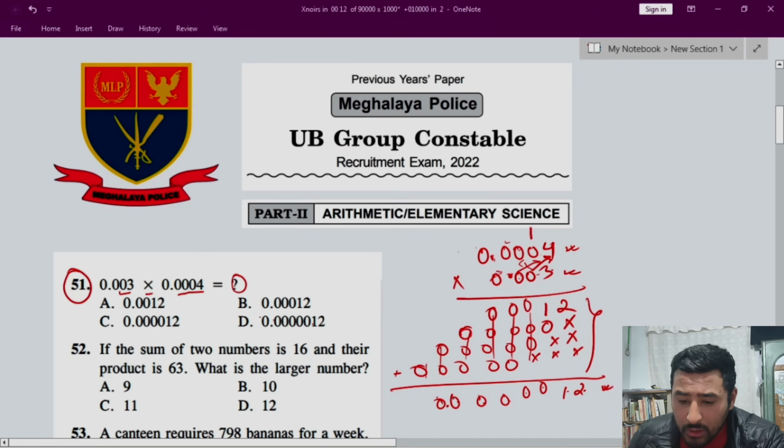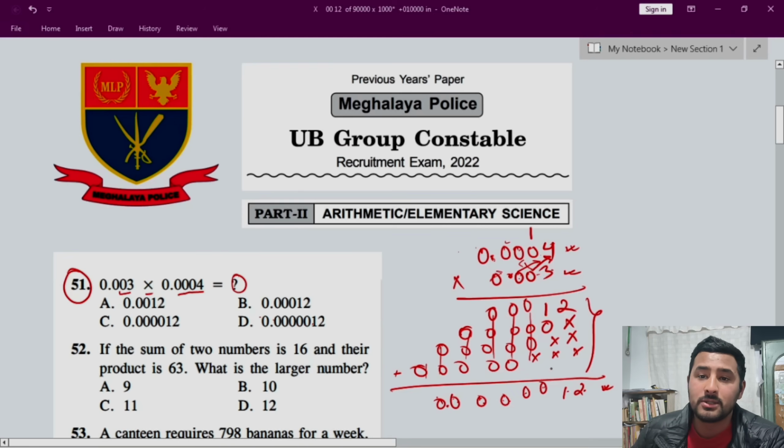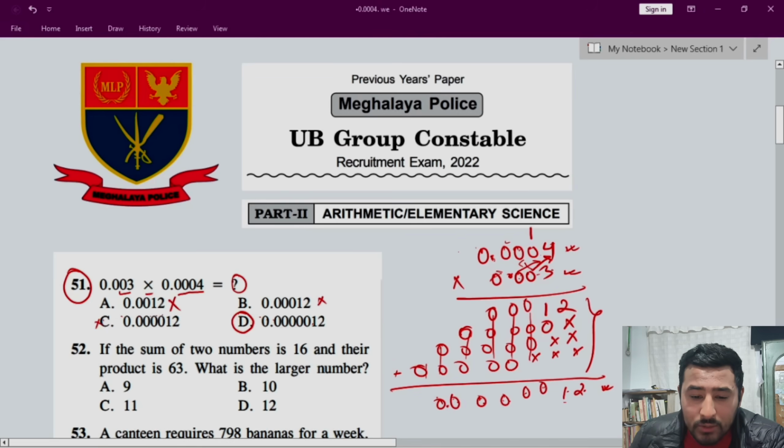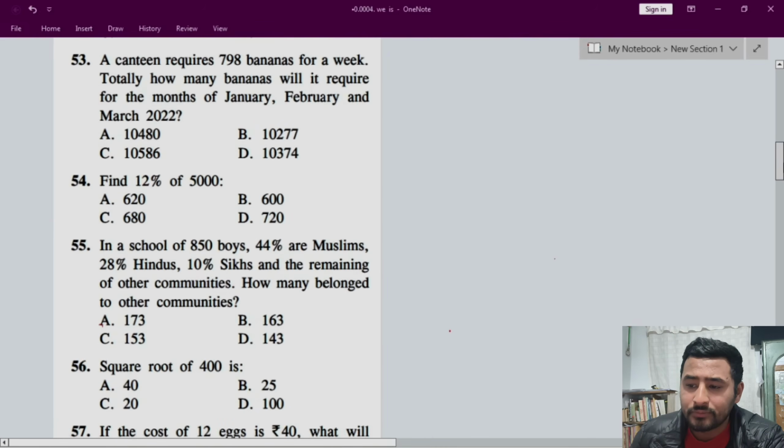How many zeros are there? 1 2 3 4 5 6, 6 zeros and then 2, 1 and 2. Okay, 6 zeros. So where is this 6 zeros here? This one will not be the answer, this one will not, this one has 1 2 3 4 5, so this will not be the answer. So our correct answer will be option number D. Count 0 1 2 3 4 5 6, 6 zeros. So the answer will be this one. Okay, let's move to the next question.